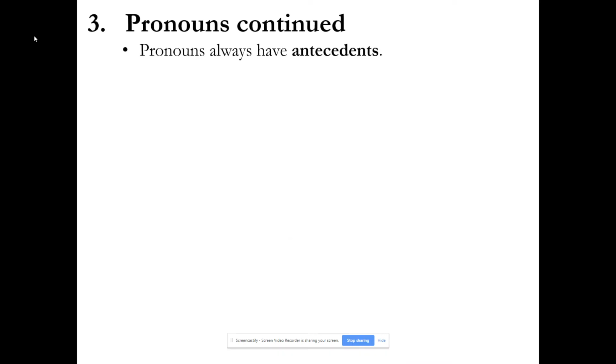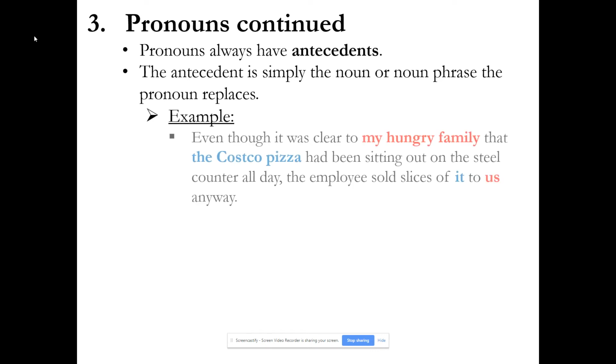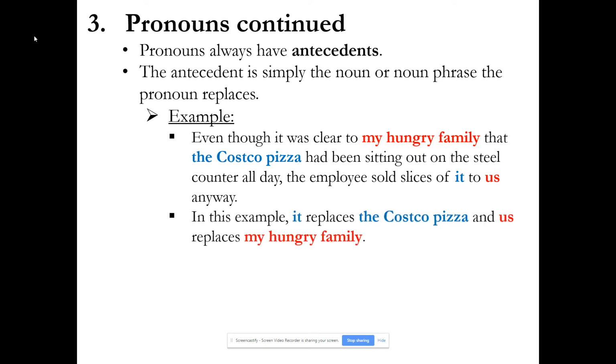More on pronouns. Pronouns have antecedents. An antecedent is just the noun or noun phrase the pronoun is replacing. So here's an example. Here's a sentence. Even though it was clear to my hungry family that the Costco pizza had been sitting out on the steel counter all day, the employees sold slices of it to us anyway. So you're going to see here, it replaces the Costco pizza. Look at the color coding. And then us replaces my hungry family. You can do this replacement because the pronouns can stand in for these entire noun phrases.